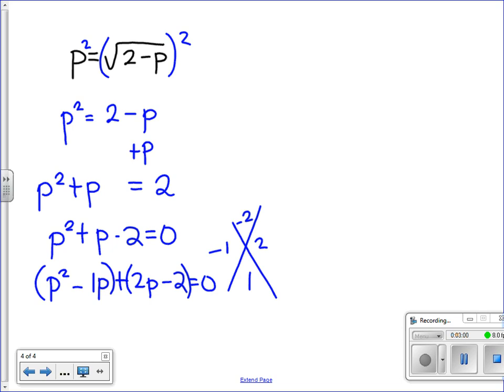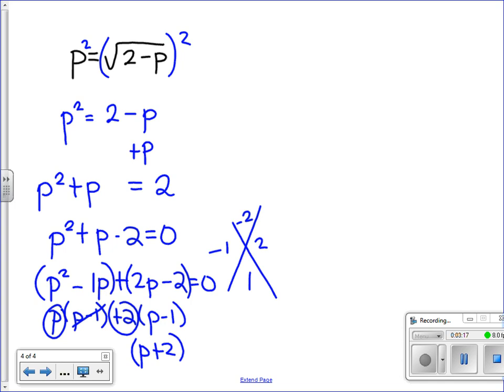What comes out of this front part? A p, and you're left with p minus 1. What comes out of this back part? A 2, and you're left with p minus 1. So I have p plus 2 times p minus 1. So if p plus 2 equals 0, then what does p equal? Right, negative 2. The other one, if p minus 1 equals 0, then p equals 1.